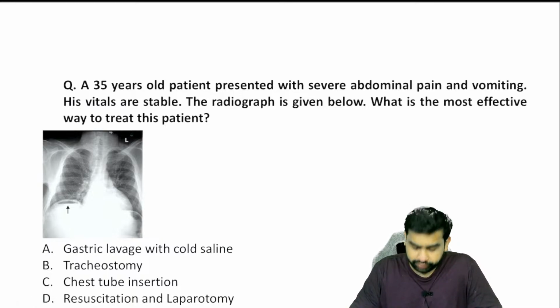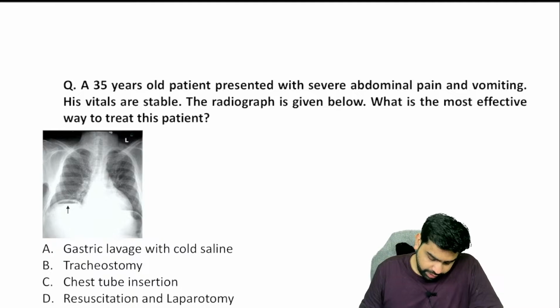The next question which we have, guys, is a 35-year-old patient who presented with severe abdominal pain and vomiting. His vitals are stable. The radiograph is given below. What is the most effective way to treat this particular patient?